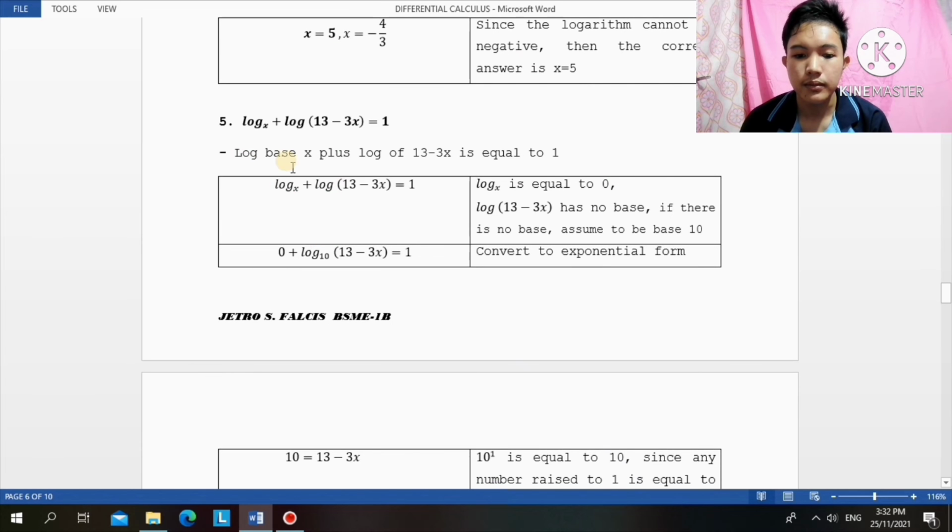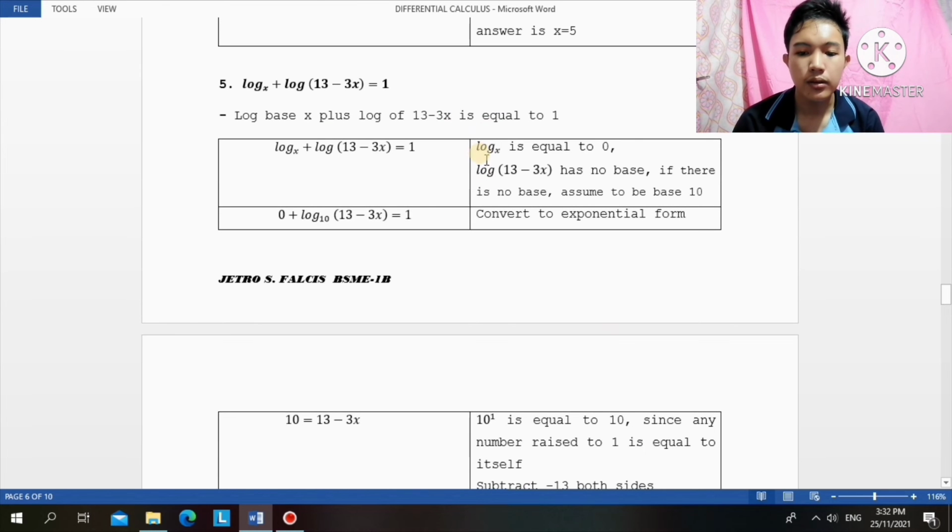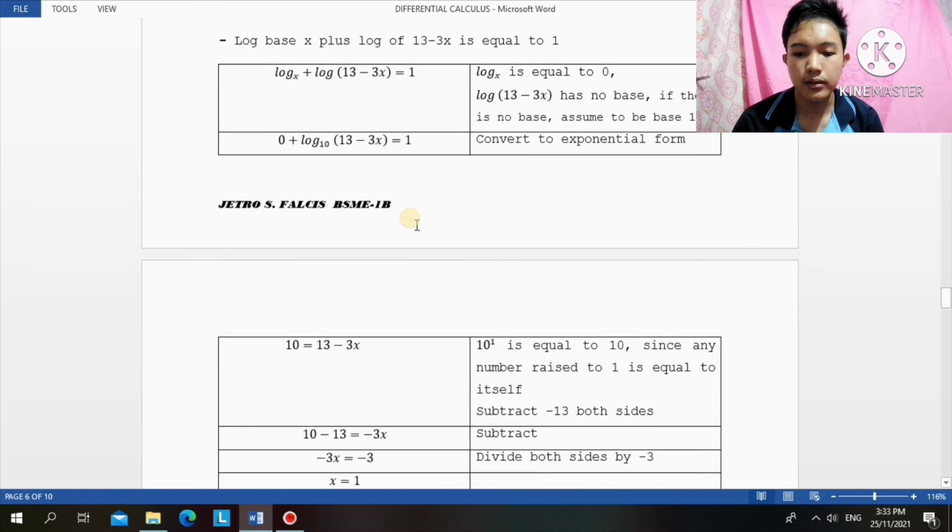So problem number 5, log base x plus log of 13 minus 3x is equal to 1. So log of x is equal to 0. Then log of 13 minus 3x has no base. If there is no base, assume it to be base 10. So our equation will be 0 plus log base 10 of 13 minus 3x is equal to 1.